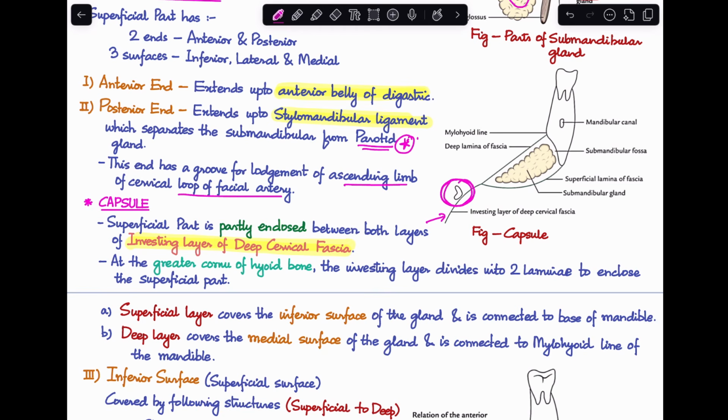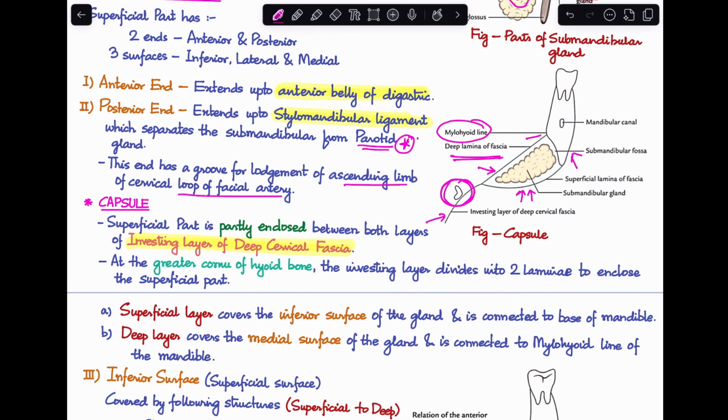Now at the greater cornu of the hyoid bone, the investing layer divides into two laminae and encloses the superficial part. So there is a superficial layer and a deep layer. First, looking at the superficial layer, this is the superficial layer. It covers the inferior surface of the gland and then gets attached to the base of the mandible. Whereas the deep lamina, which is this one over here, covers the medial surface of the gland and is connected to the mylohyoid line of the mandible. So this is the attachment of the capsule of the superficial part of the submandibular gland.